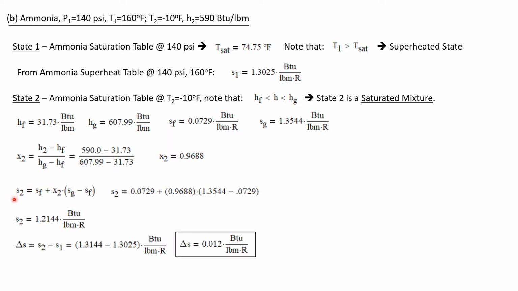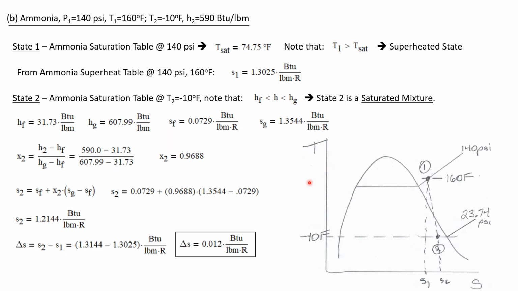So now we can calculate the entropy at state 2. It's just S sub F plus the quality times S sub G minus S sub F. And so we can plug in those values that we got from the table. And we calculate that S2 is 1.2144 BTUs per pound mass R. Now we can calculate the change in entropy. So delta S is just S2 minus S1. We'll plug in the values we calculated. And we get delta S is 0.012 BTUs per pound mass R.